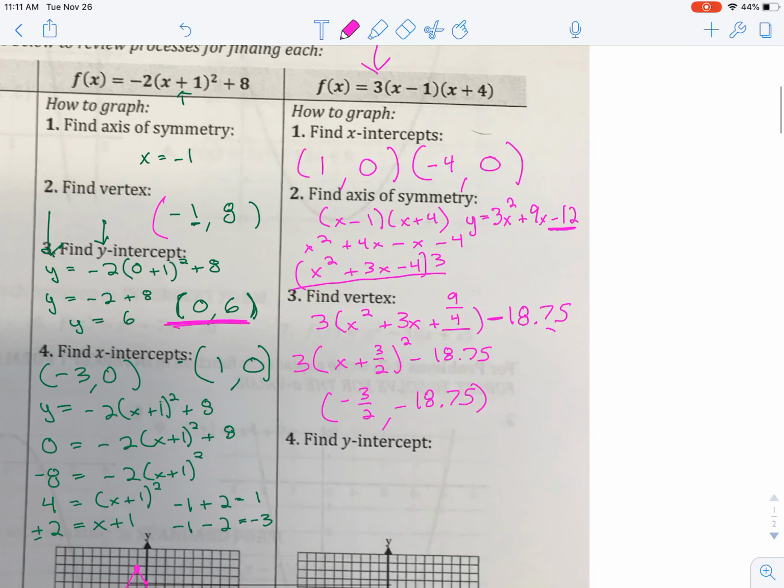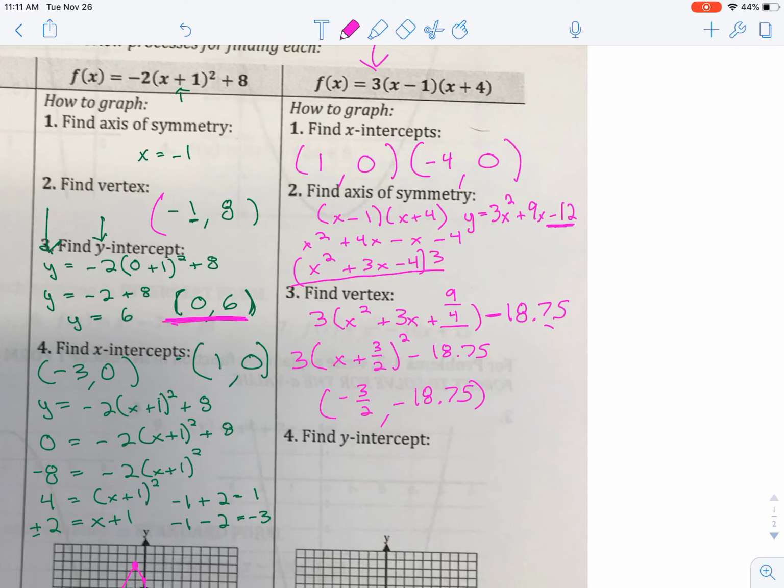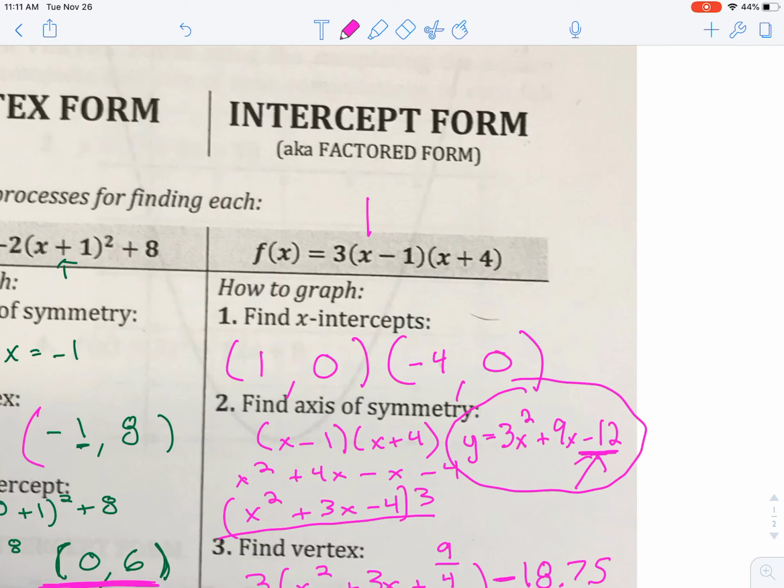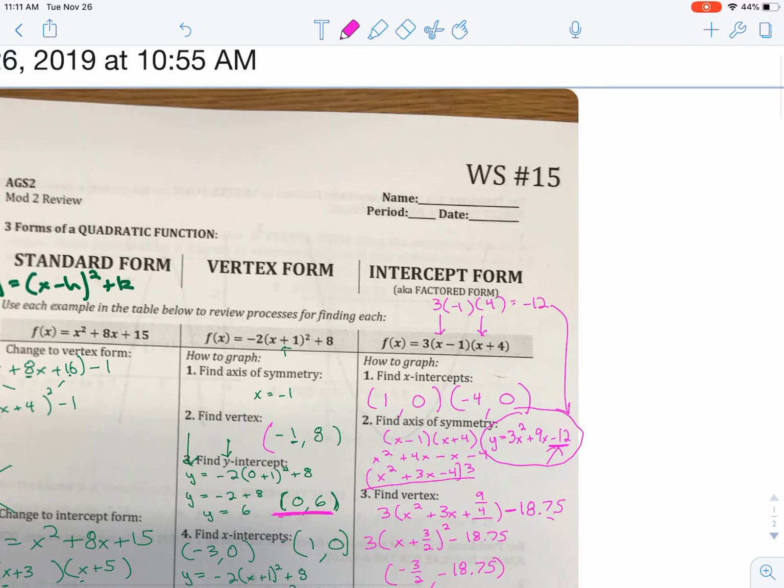Okay, so for the y-intercept now, this should be a little bit easier. I could look at it in any form, really, but I know that in standard form, c is the y-intercept. So I know that the y-intercept must be negative 12. So it must be 0, negative 12. I also could have made x 0 to find the y-intercept. So if I make x 0, it gives me 3 times negative 1 times 4. And what's 3 times negative 1 times 4? It is negative 12.